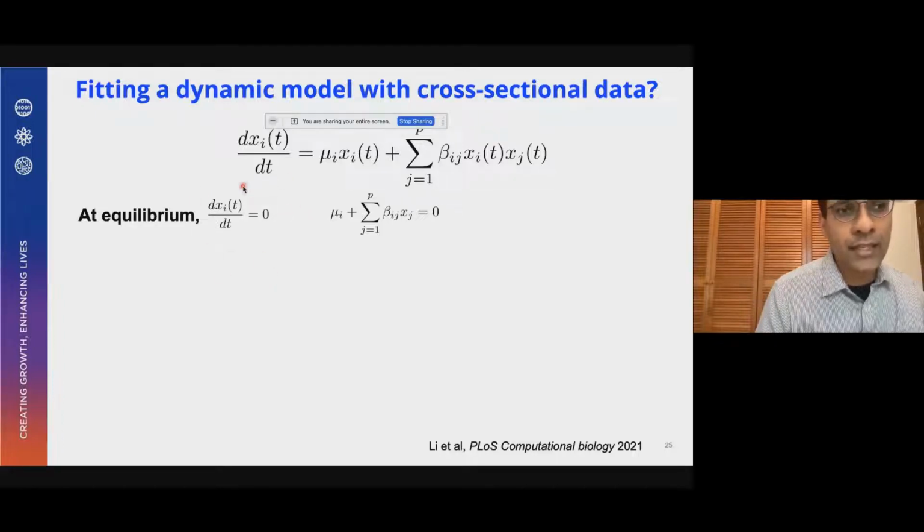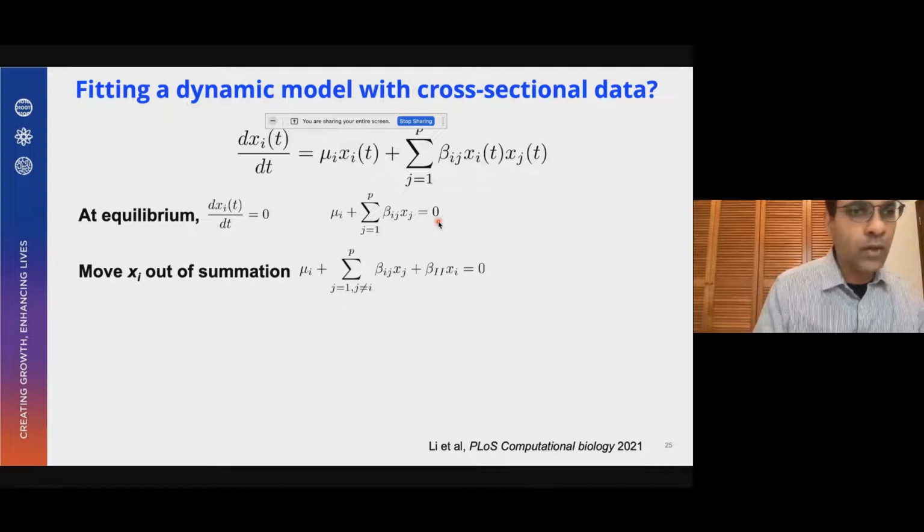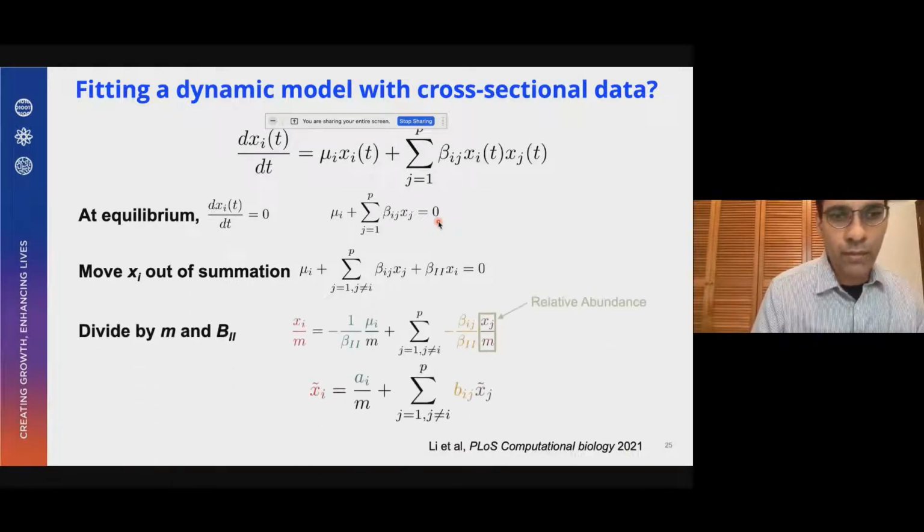So dxi/dt is 0. You don't need multiple time points. And then you can simply write your equations like this, where the xi term, at least along with mu i, disappears, and the right-hand side is 0. You can do a little bit more math jugglery.